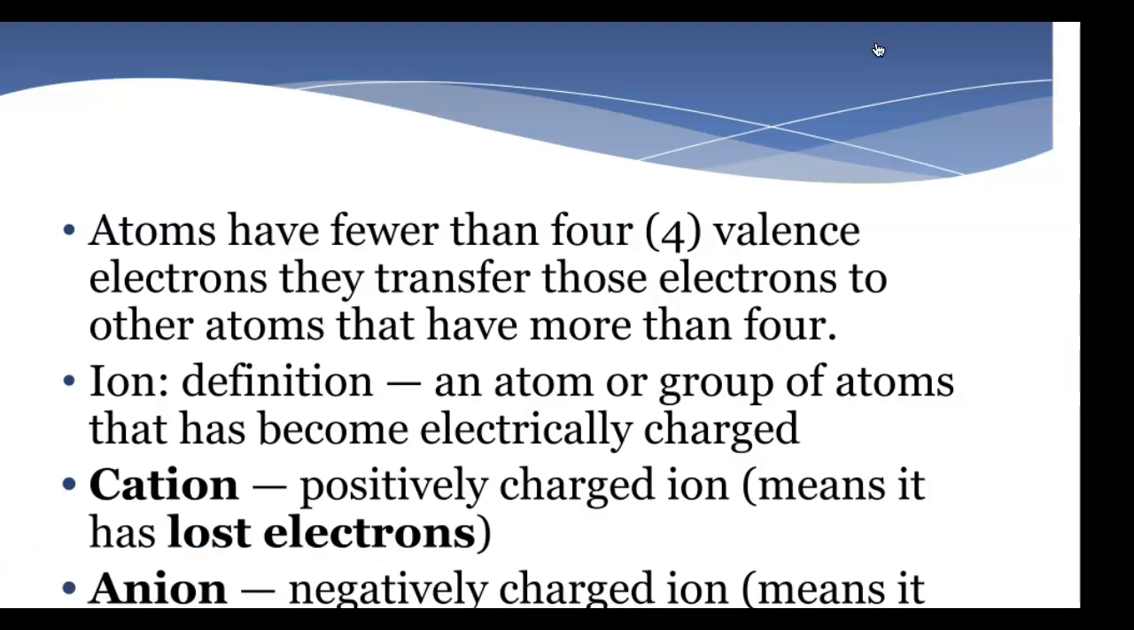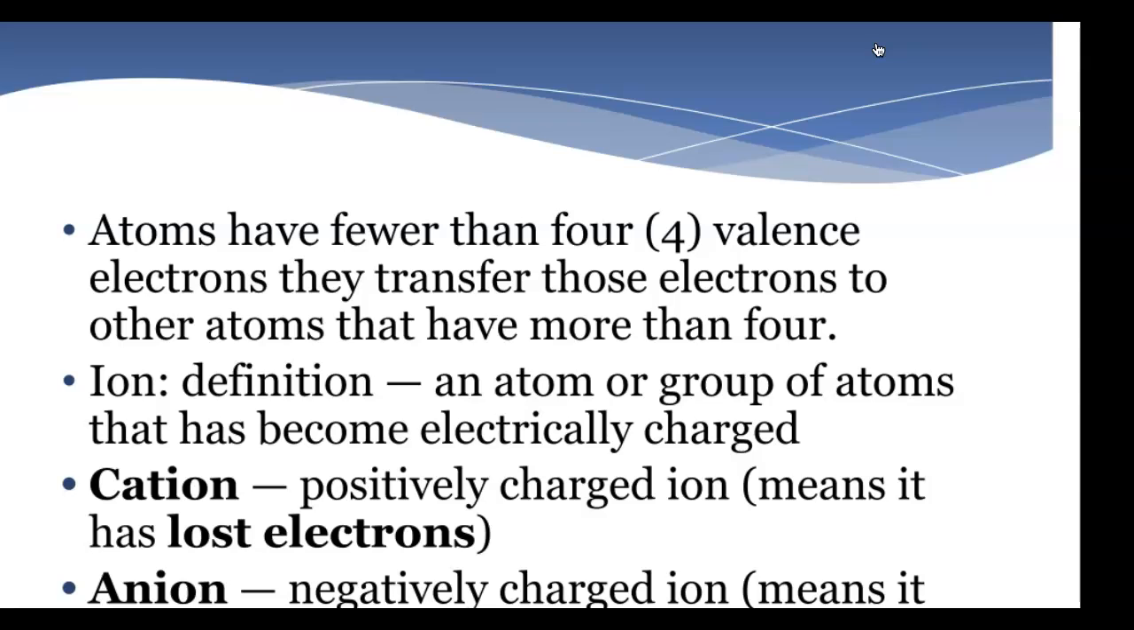So atoms that have fewer than 4 valence electrons, they're going to transfer those electrons to other atoms. The general term ion just means an atom or group of atoms that has become electrically charged. You become electrically charged by giving up electrons or by taking electrons. So a cation is positively charged, meaning it lost electrons. So cations, I remember because cats positively purr.